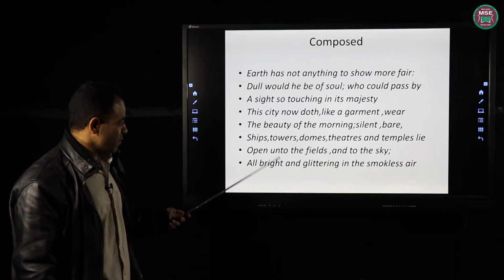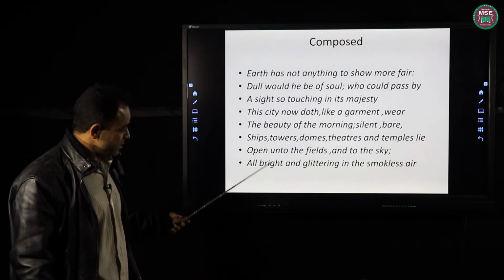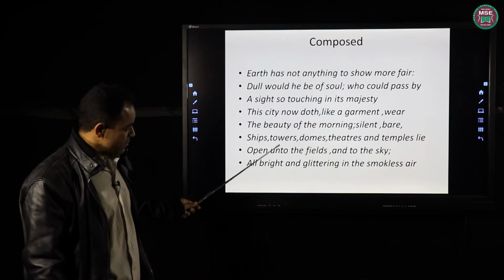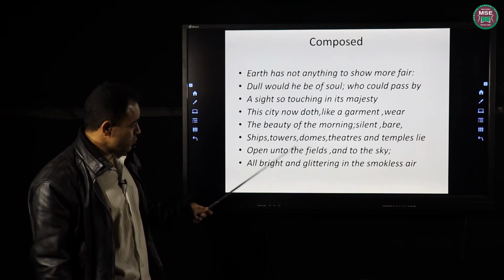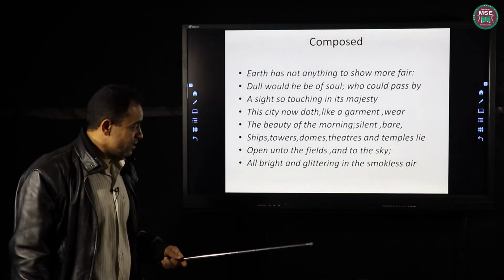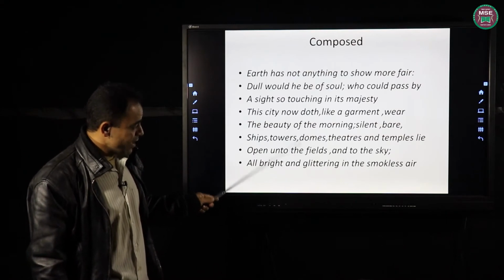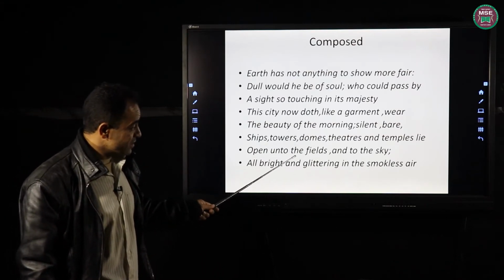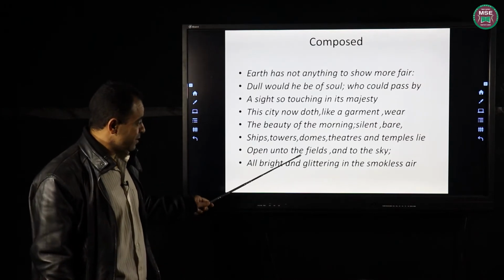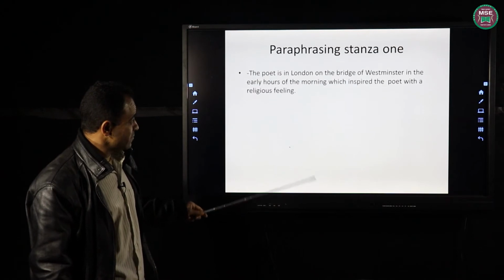Now he started telling us what he sees. And what he sees here is divided into two parts. The first part is man-made: ships, towers, domes, theaters, and temples. And then he refers to God-made nature objects such as fields and the sky and the smokeless air. Okay? Let's have a look at our paraphrase here for the first stanza.